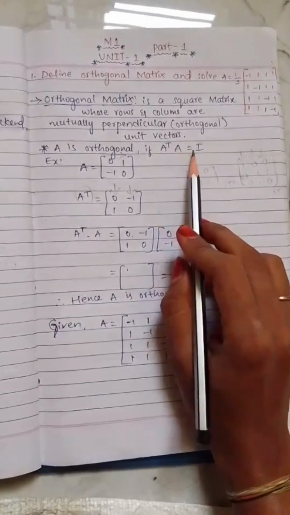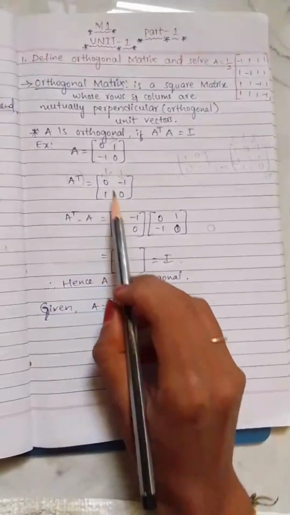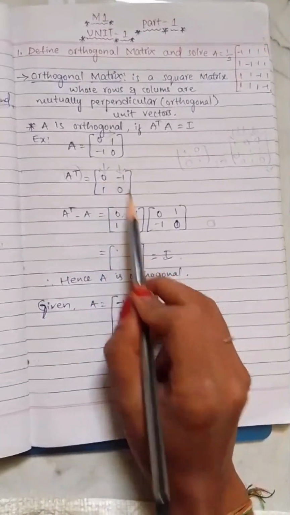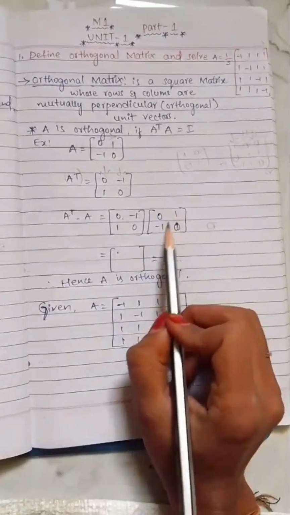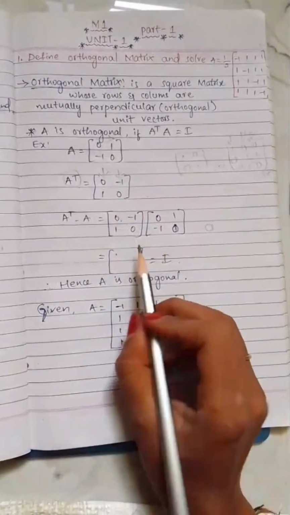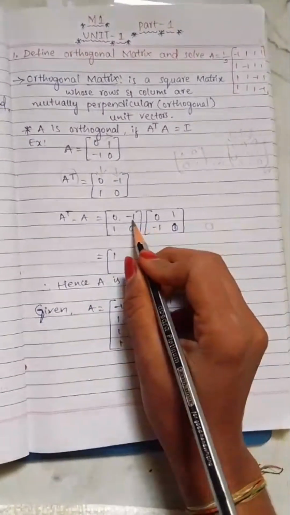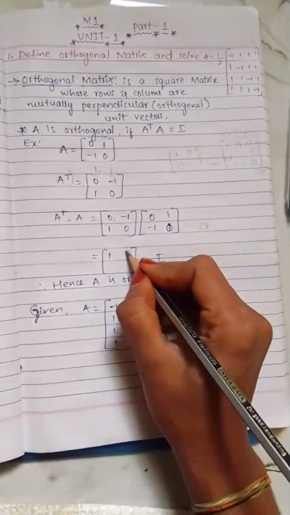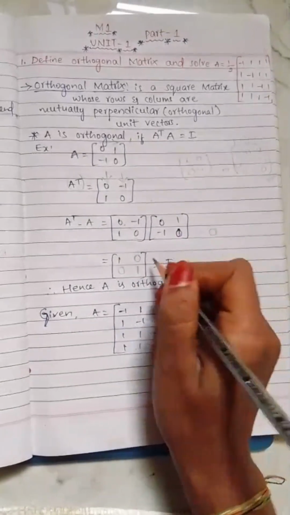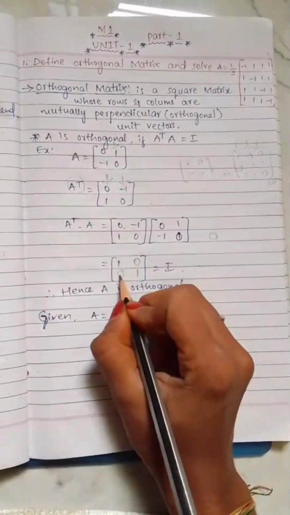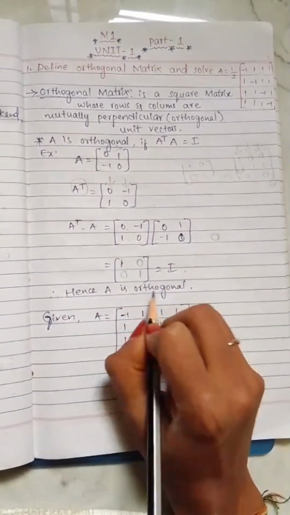Then the condition: A transpose into A is equal to the identity matrix. Let us do that. Take A transpose as it is: 0, minus 1, 1, 0. And A is 0, 1, minus 1, 0. Multiply these two. 0 into 0 plus minus 1 into minus 1 is 1. Minus 1 into 1 is 0. 1 into minus 1 is 0. 0 into 0 plus 1 into 1 is again 1. I get the identity matrix here: 1, 0, 0, 1. Hence A is orthogonal.